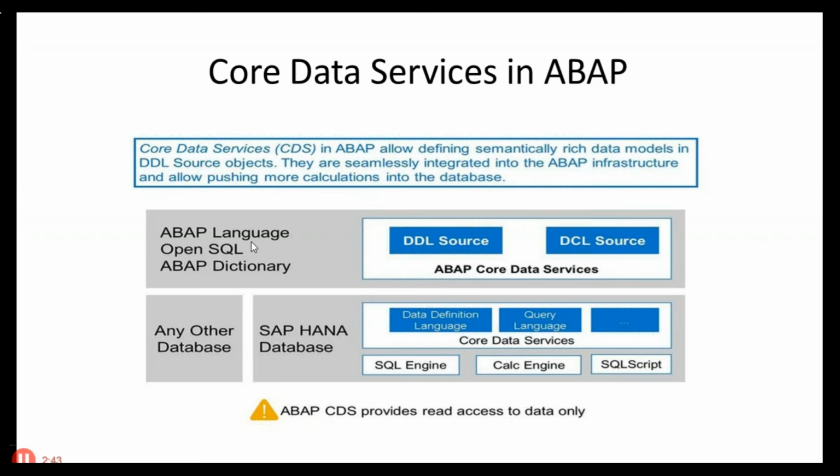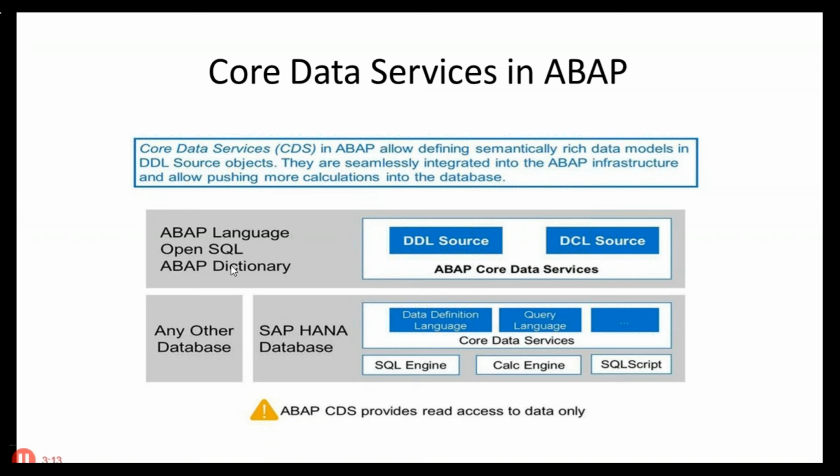So we have ABAP language, OpenSQL, ABAP dictionary. We have DDL, the data definition source, and DCL, the data control source. These are part of the ABAP core data services. In any other database, for example the SAP HANA database, we have core data services, the SQL engine, the calculation engine, SQL script, the data definition language, and the query language as well. So we are writing at the database level.